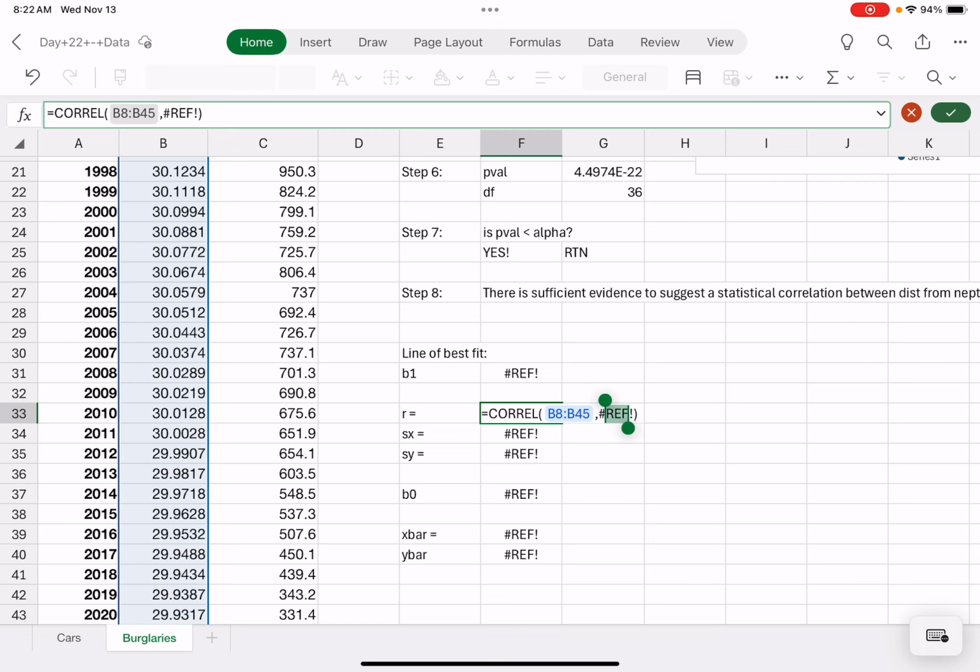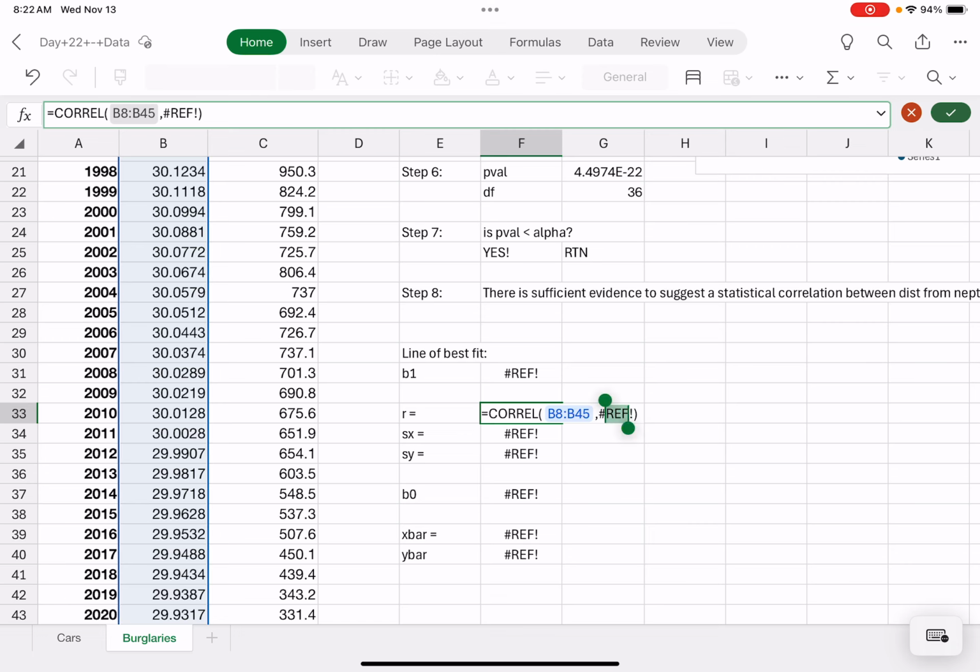Eight to 45. Look at that, 8 to 45. I'm just going to do that. This is going to be C8 to C45. All right, enter. There's my correlation. Same correlation as what we saw before.